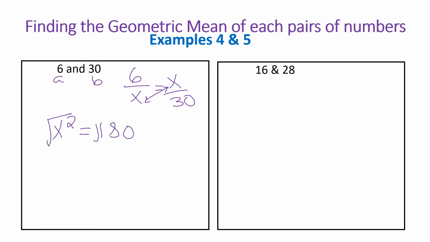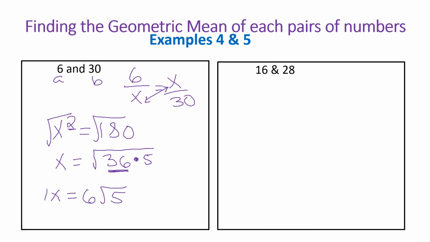Taking the square root of both sides to get rid of this x squared here. We want to write it in simplest radical form, so finding two factors of 180, where one of them is a perfect square. Our largest factor that's a perfect square would be 36, and 36 times 5 would give me 180. My last step is to simply take the square root of the perfect square. So the square root of 36 is 6, leaving the imperfect square under the radical. So we're left with 6 times the square root of 5. That is the geometric mean of 6 and 30.